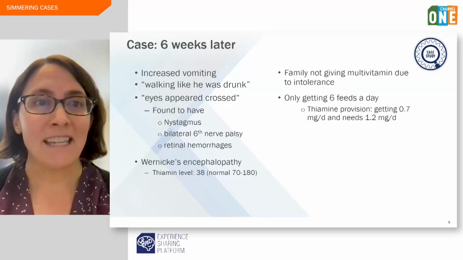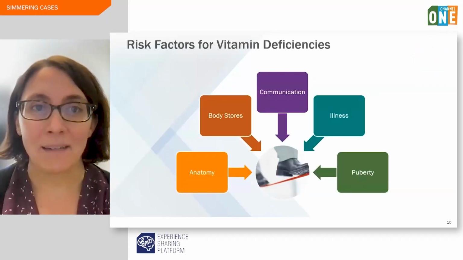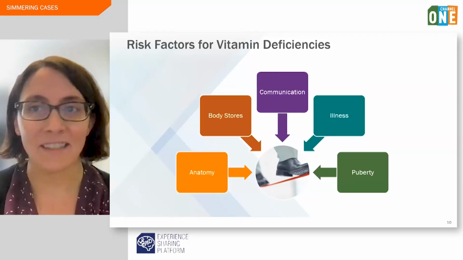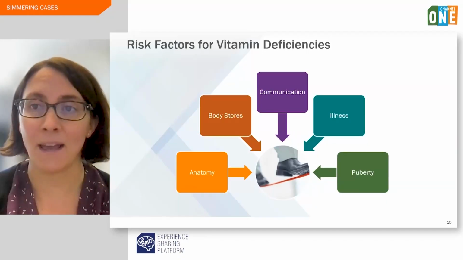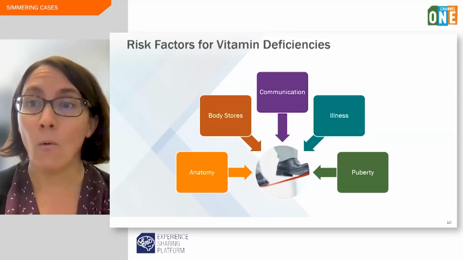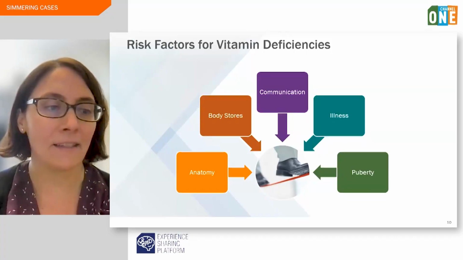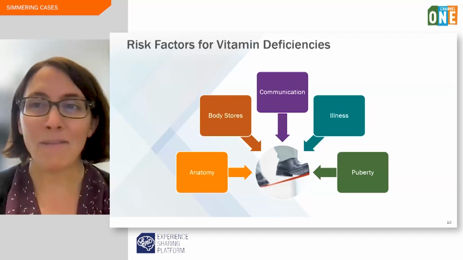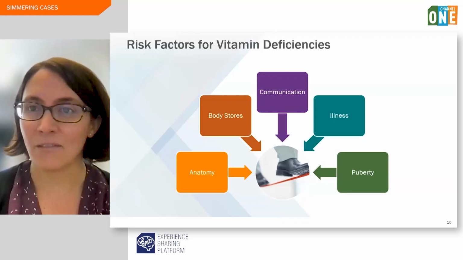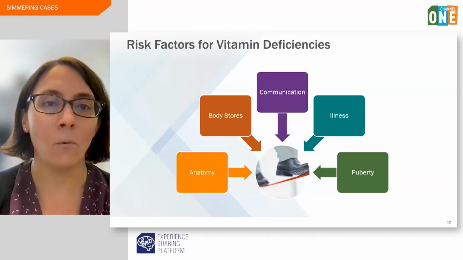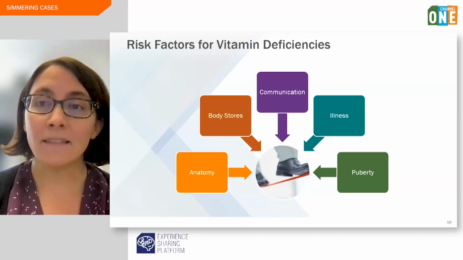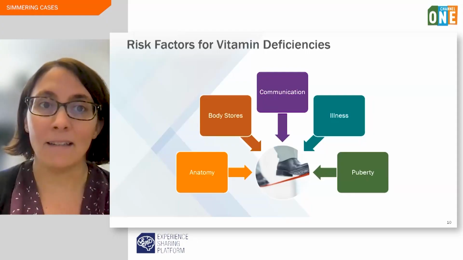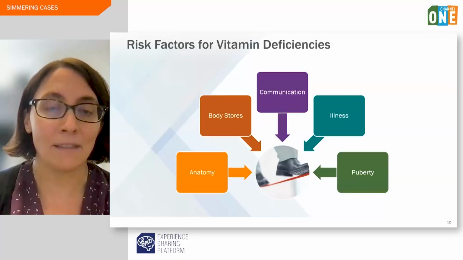This brings me to thinking about the risk factors for vitamin deficiencies. We know that your intestinal resection, what anatomy you have, is a risk factor. But there are other things we need to consider. One thing is your body stores, and that relates to the timing and presentation of deficiencies. For thiamine, you have about 4 to 6 weeks of body stores in general, so you're going to see that more acutely as a deficiency that might present. With things like B12, if you have adequate status, your body stores might not be depleted until up to a year later.